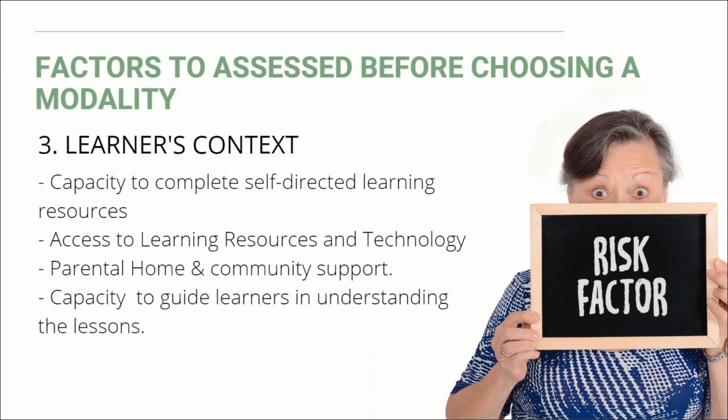And then parental, home, and community support. This is very important since there are many learners whose parents are also working. And the community, can they support the learners in developing their self-directed capacity towards learning? These are questions we need to consider. Then there is the capacity to guide learners in understanding the lesson. Can the parents do this? Can the community do this? Are they qualified to do this? So these are things that we need to consider in the part of the learners' context.